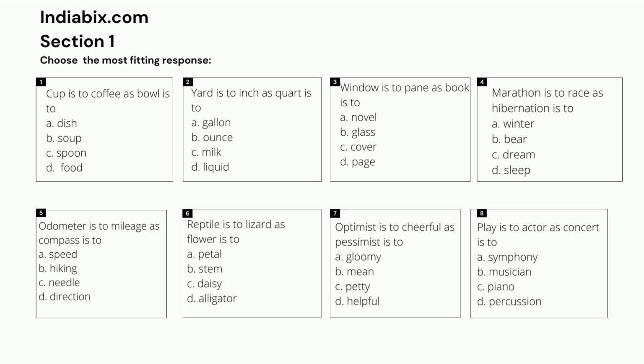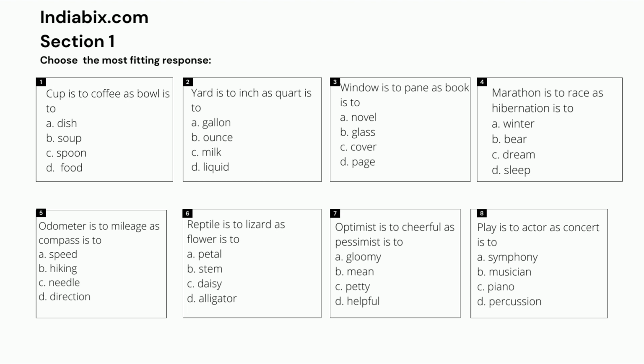Item five. We're getting there, and you guys are doing so well. Odometer is to mileage as compass is to direction. Direction or direction, however you say it, right? And let's break this apart. So your answer there will be option D.